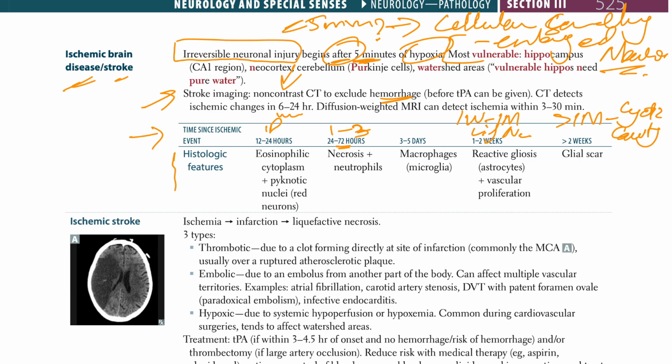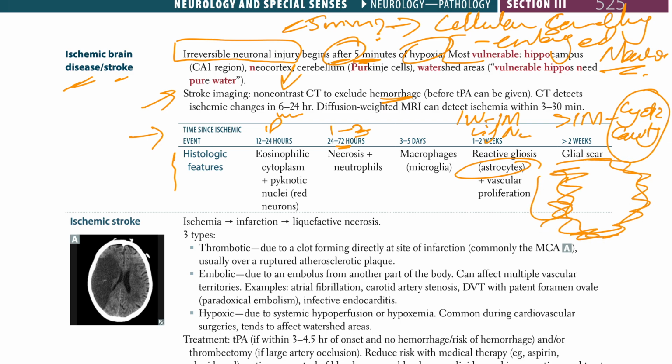astrocytic processes. So let me write this down. High yield: the cystic cavities will form with the wall surrounded by these astrocytes. So astrocyte processes will be there, but in between them you have the cystic cavity. And guess what? Who's going to fill the cystic cavity later on after 1 month? CSF. Okay, that is there. What else you might see?